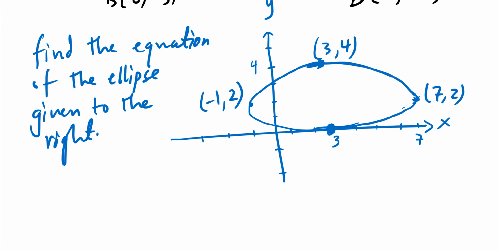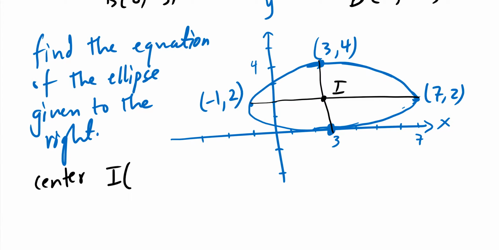Now, how do we find the equation? The first thing, we need the center. So the center is the midpoint, the point of intersection here. So that's the center. The center here, I, has coordinates (3, 2), as you can see from the graph. We need the center because that gives me h and k.